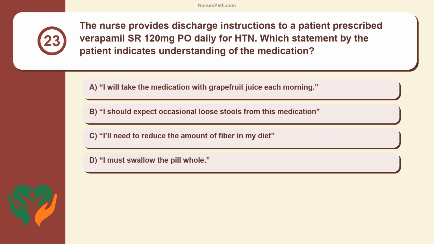Question 23. The nurse provides discharge instructions to a patient prescribed verapamil SR 120 mg PO daily for HTN. Which statement by the patient indicates understanding of the medication? I will take the medication with grapefruit juice each morning. I should expect occasional loose stools from this medication. I'll need to reduce the amount of fiber in my diet. I must swallow the pill whole.